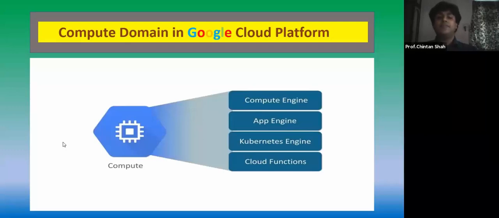Now let us see the fourth service of your compute domain, which is Cloud Functions. Cloud Functions is again a platform as a service, but here you do not host any application, you just use it for backend processing. So if you're not using it for hosting an application, then what are you using it for? To answer this question, again let me explain it with the help of an example.